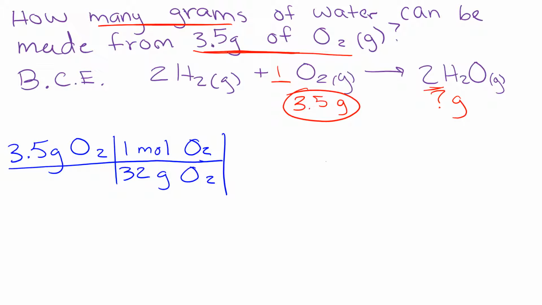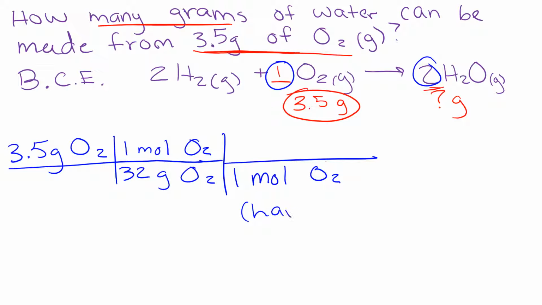Now I'm in moles, and I can use my conversion and mole ratio. What I have goes on the bottom, so 1 mole of O2. This is what I have, it goes on the bottom. What I want goes on the top. And I want 2 moles of H2O. Okay.